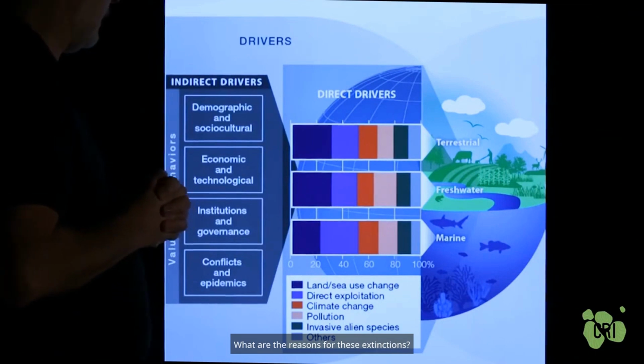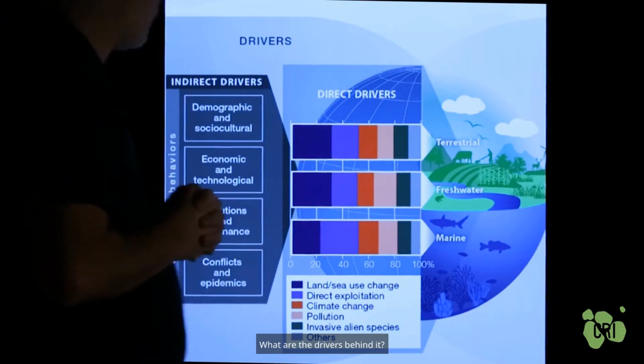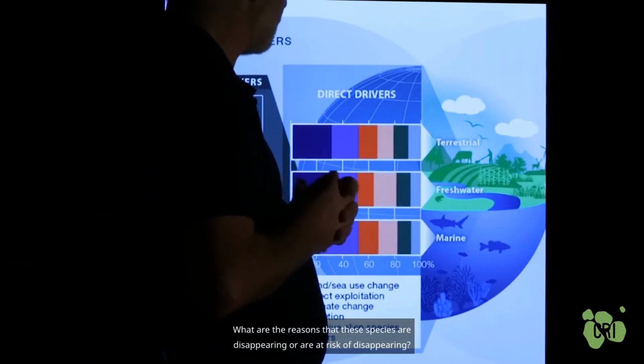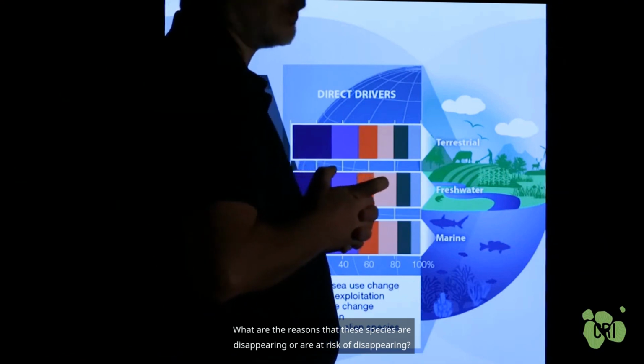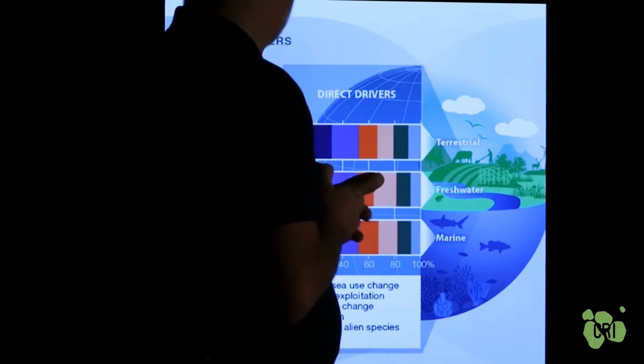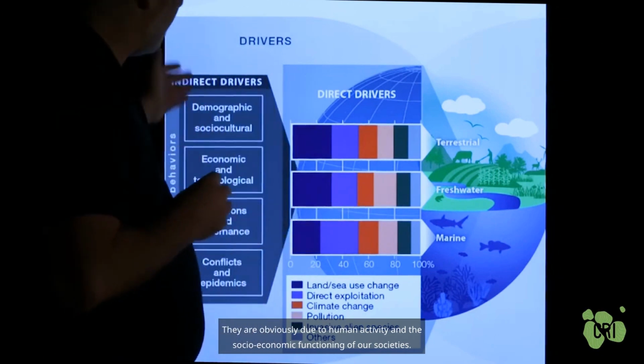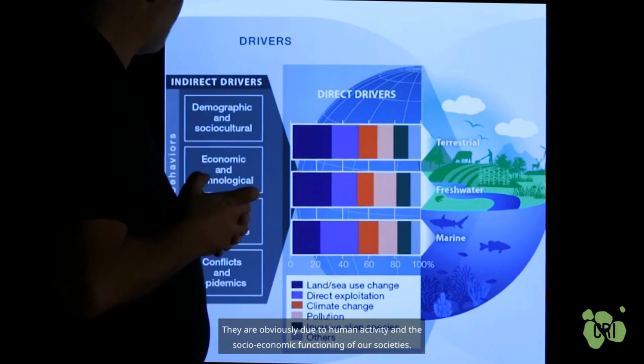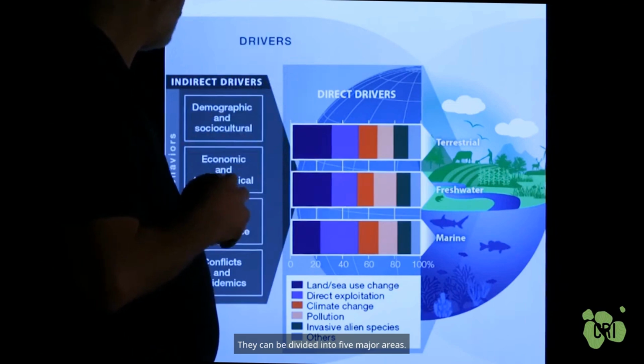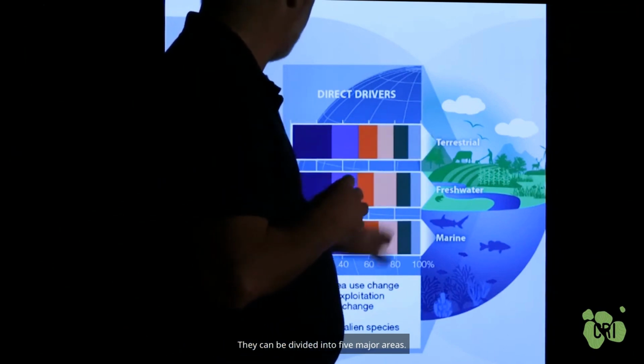What are the reasons for these extinctions? What are the drivers behind it? What are the reasons that these species are disappearing or are at risk of disappearing? They are obviously due to human activity and the socio-economic functioning of our societies. They can be divided into 5 major areas.